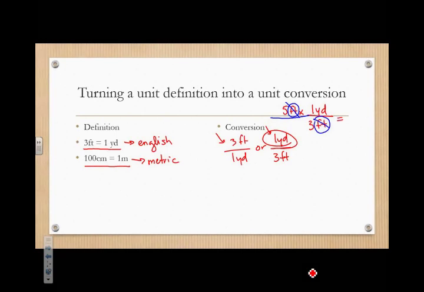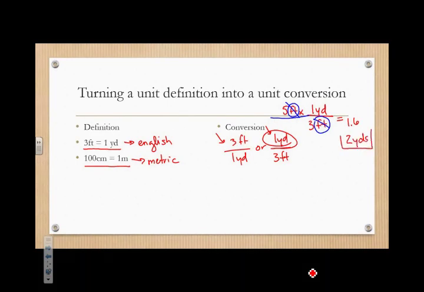And so what we would do here is take 5 and divide by 3. And I get 1.667, which is a lot of 7s, which is really, given I only have one significant figure here, this is 2 yards.